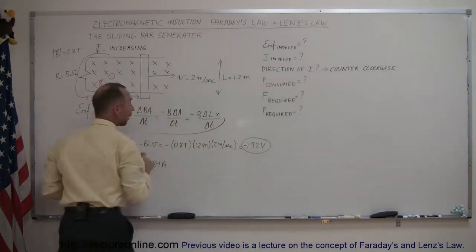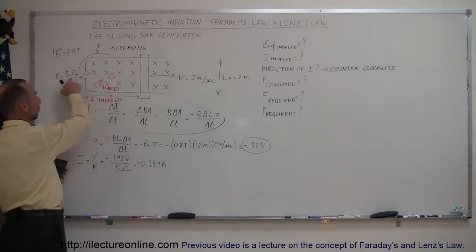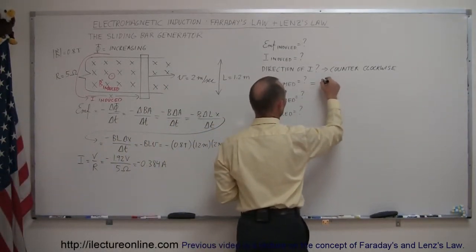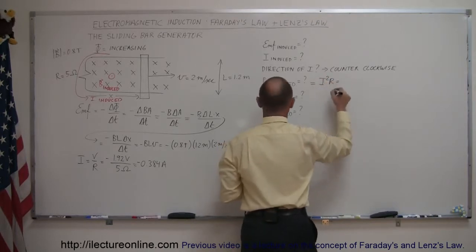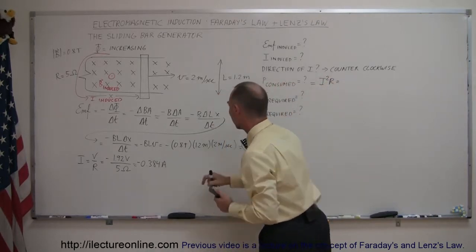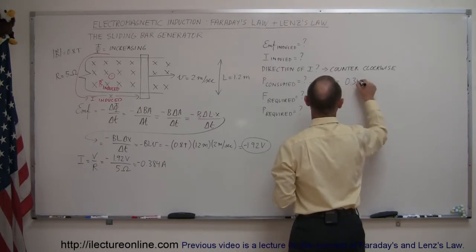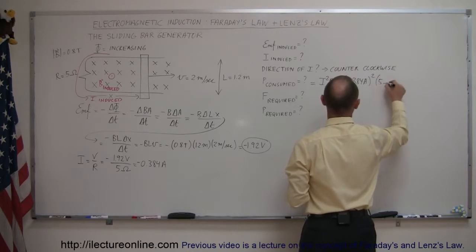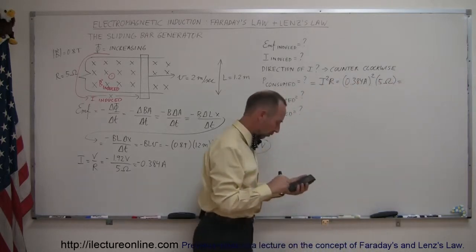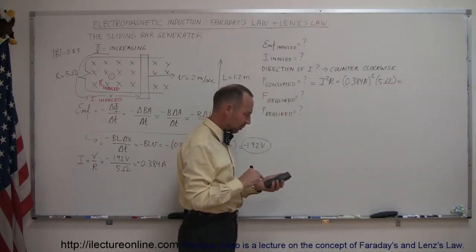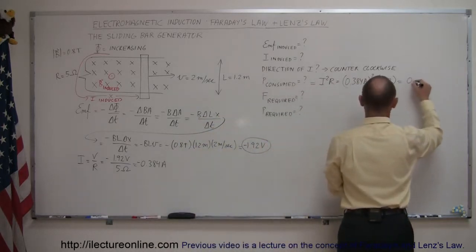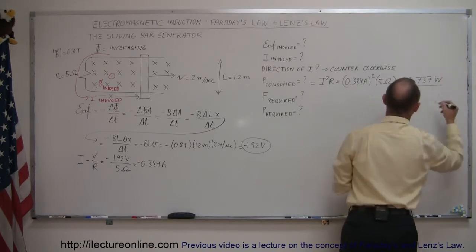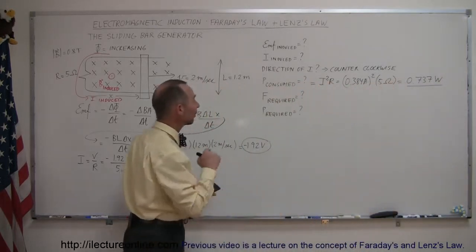Next, we now have to find the power consumed by the resistor, and power consumed by definition is equal to I squared R. The current through the resistor is 0.384 amps. We have to square that and multiply times the resistance of 5 ohms. And what do we get there? So square this times 5 equals 0.737 watts. That's the power consumed by that resistor.